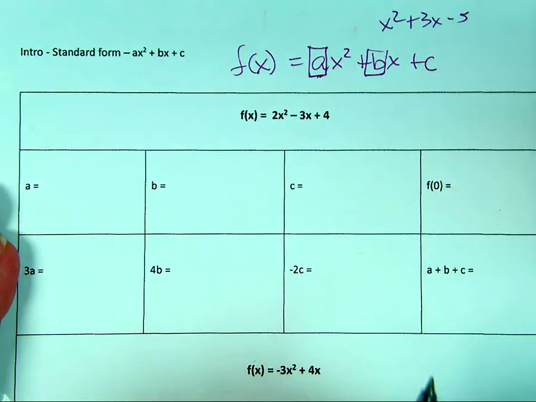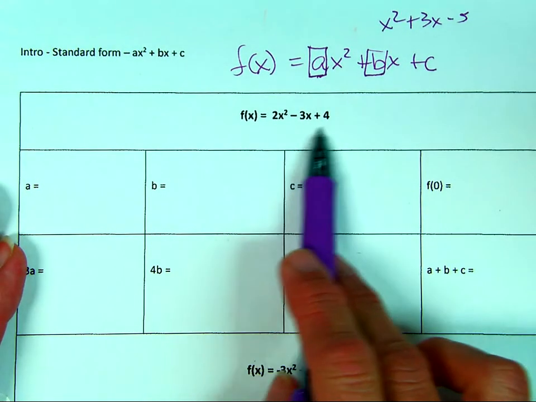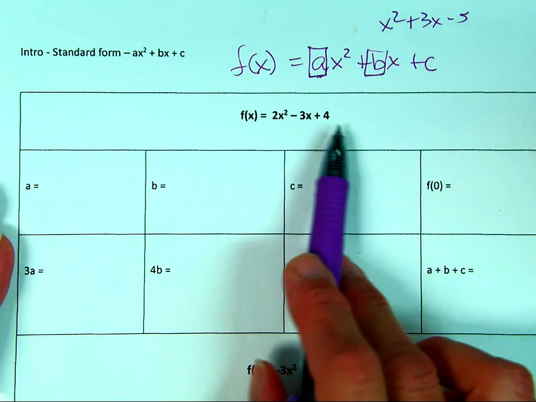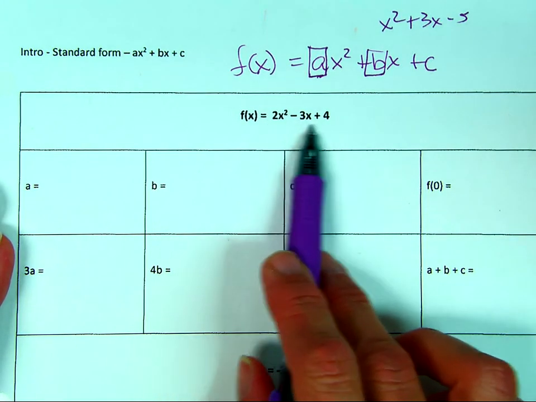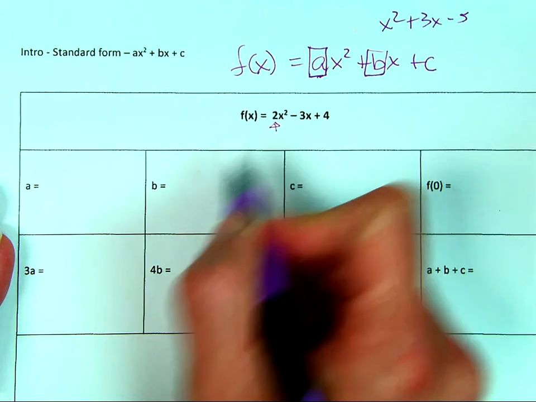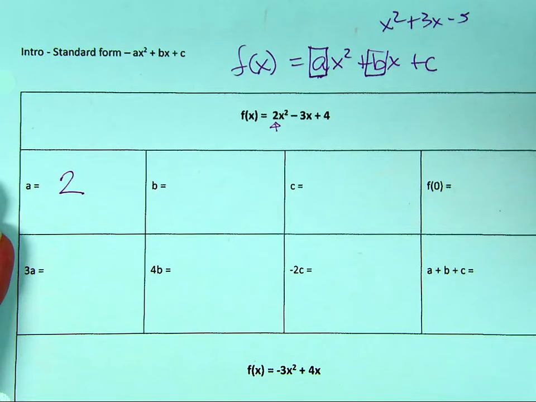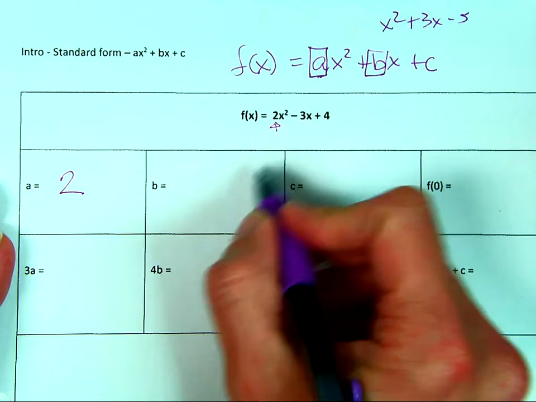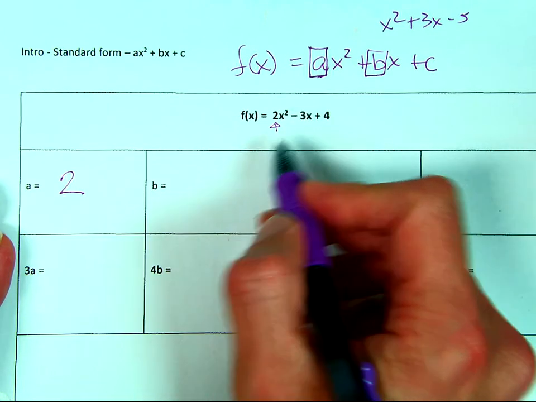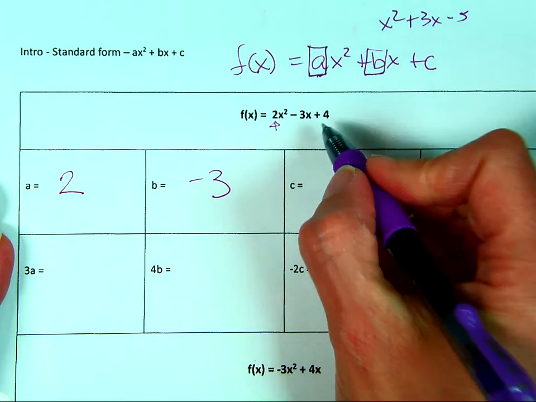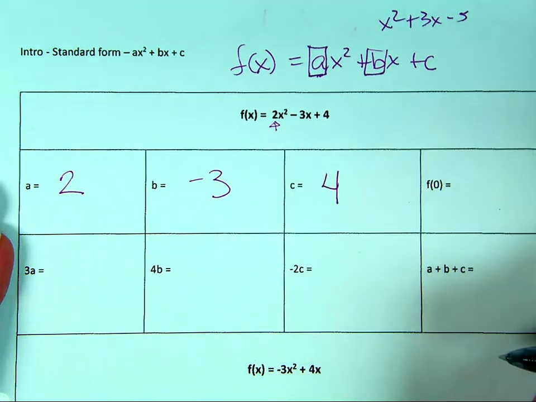But we're not going to do any tricks today. We're just simply figuring out what A, B, and C are and then doing some stuff with A, B, and C. So what's A, what's B, what's C? Remember, A is the quadratic coefficient, the number in front of the x squared. So A is 2. What is B? B is the number in front of the x, or the linear coefficient, and it's negative 3. Signs are included, so be careful with that. And then the constant is 4.